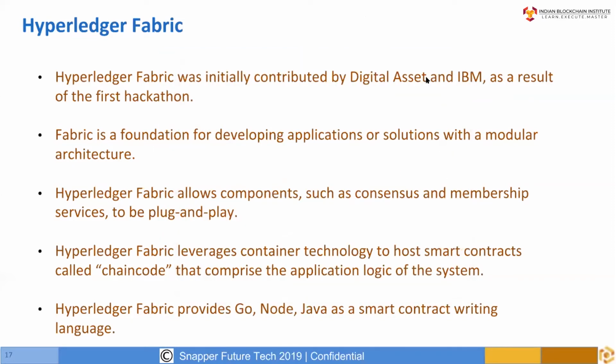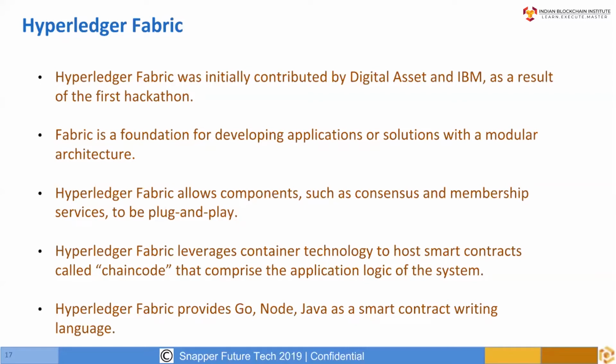So moving on. Hyperledger Fabric was initially contributed by Digital Asset and IBM as a result of the first hackathon. Fabric is a foundation for developing applications or solutions with a modular architecture. As I mentioned, it has a modular architecture. For example, you have a modular kitchen. Like your modular kitchen, you can fix different parts in your kitchen, right? You don't have a single piece. You can plug and play, and fix that part separately, so it doesn't depend on the others.